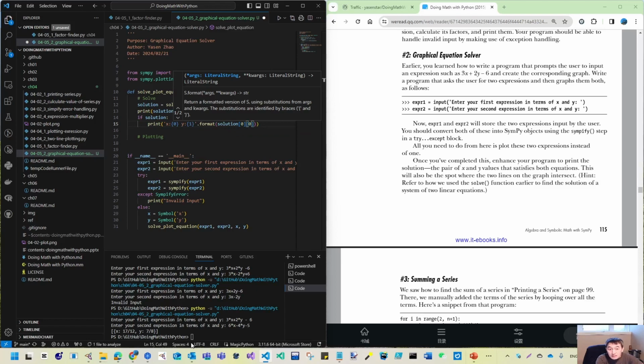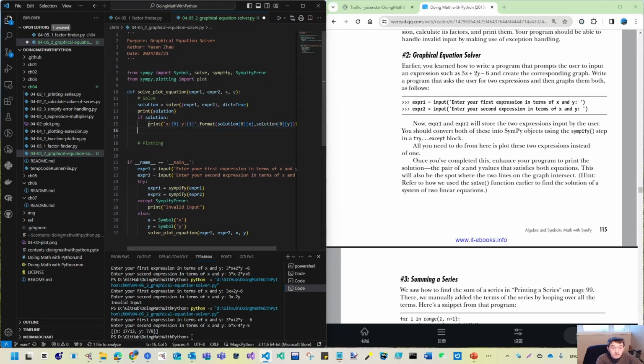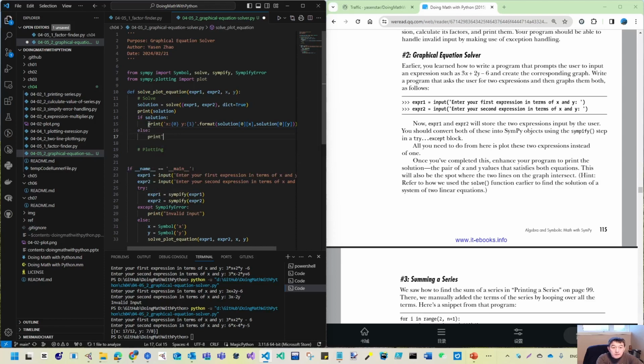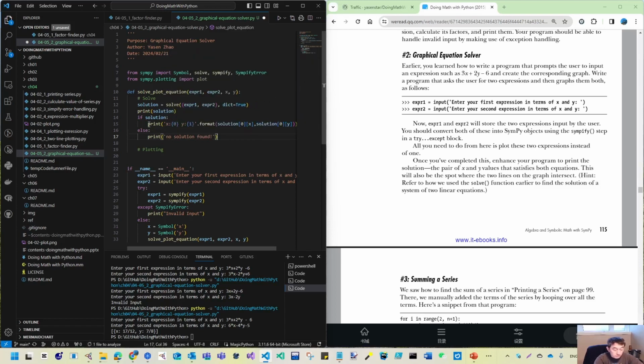Then for this first element, because it's a dictionary, we should give the key, then we will get the value. So give x, and similarly solution 0 and we give y. So we can print this. Otherwise, else, we will print no solution found.